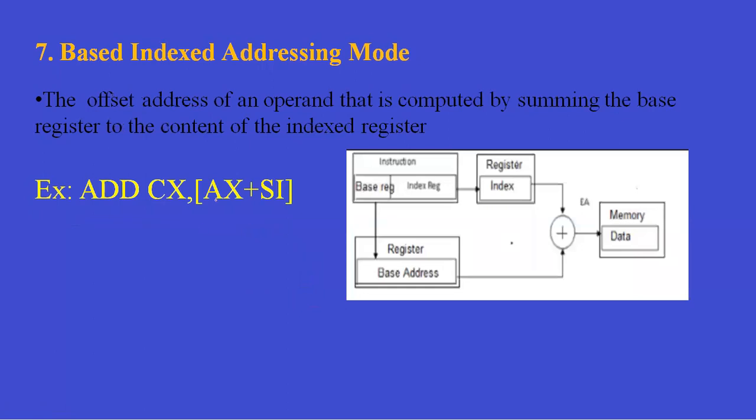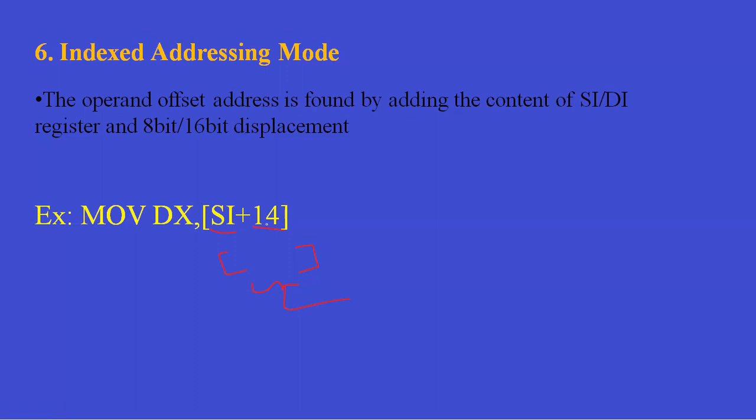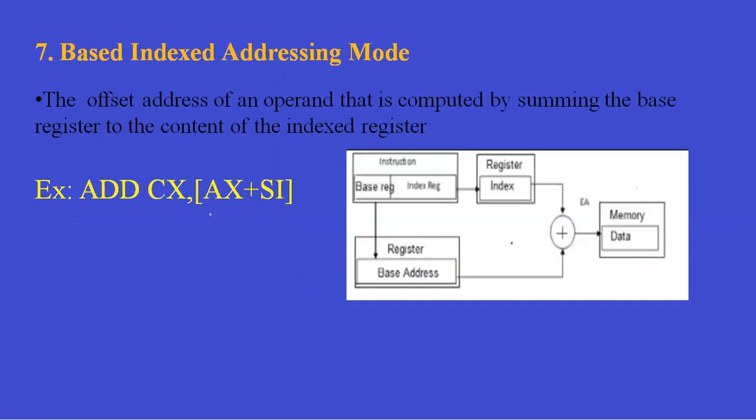So based index addressing mode. See this previous example, one index register added with one displacement value. But here one base register, one index register. So in this register holding some data, the index register holding some data, this data added, finally we will get one address. That address holding some data, that operand only moves to the CX register. So here the base register and the index register, finally added, we will get one number, that number is acting as an address, that address holding some operand or data, that data only moves to the CX register. So the offset address of an operand is computed by summing the base register and the content of the index register.